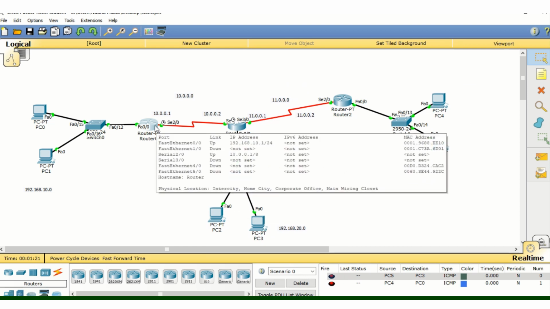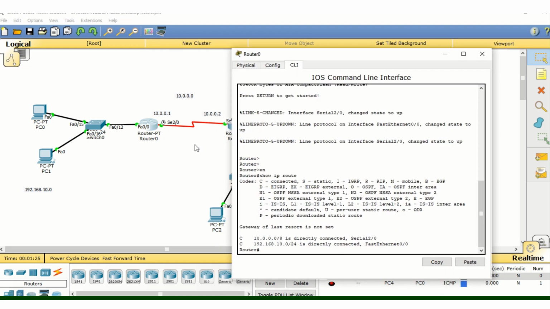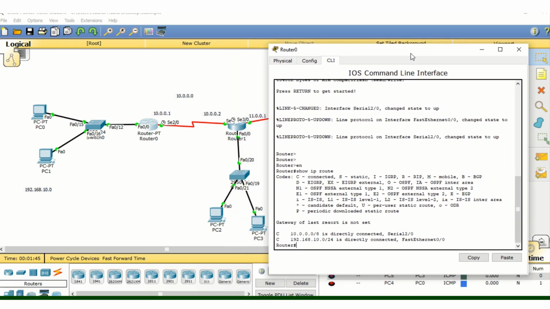All those routes that are unknown to the router are added using the command. Here it has the information about 10.0, so we need to add 20.0 and 30.0. What is the command? The command that is used is IP route, and then we write the network address of the subnet that is not known by this router, then its subnet mask, and then the next hop address.